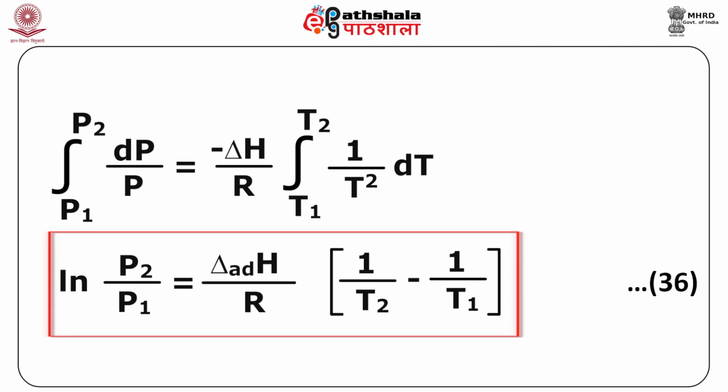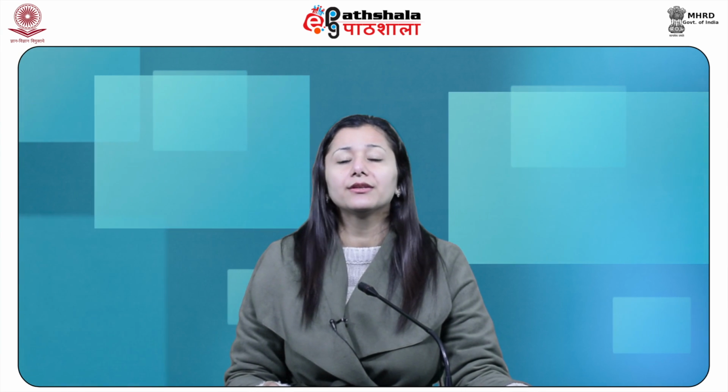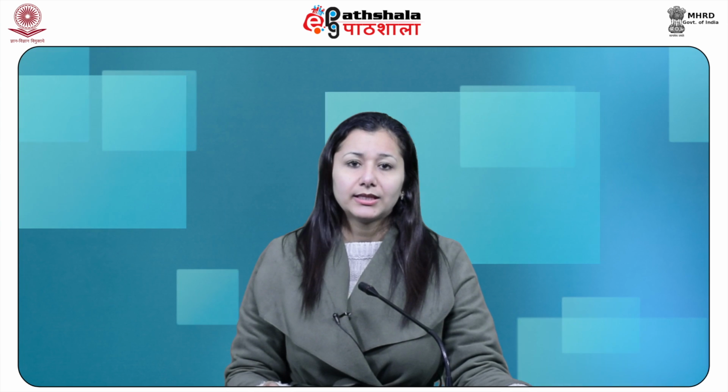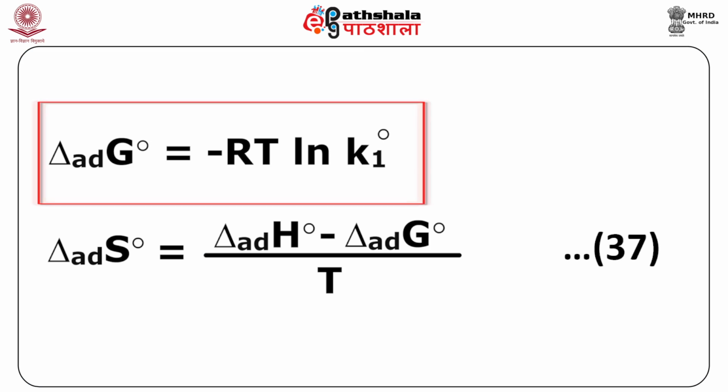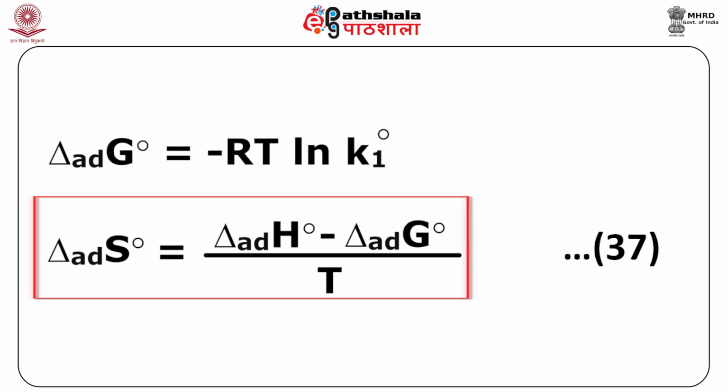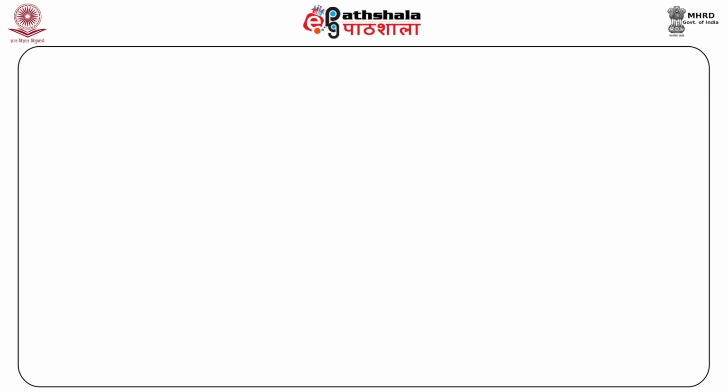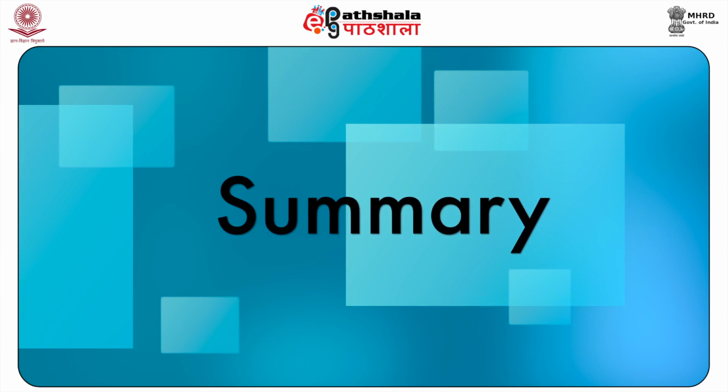The change in free energy and entropy of adsorption can be calculated from the relations as follows. ΔG of adsorption equals minus RT ln K1°, and ΔS° of adsorption is equal to ΔH° adsorption minus ΔG° adsorption by T. These are equations 37. Now we shall summarize what we have learned in this module.